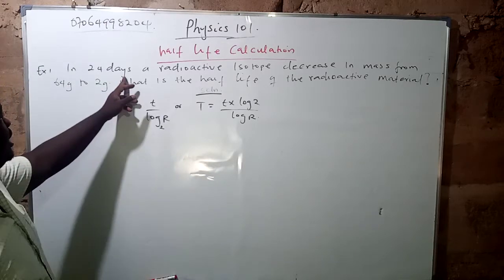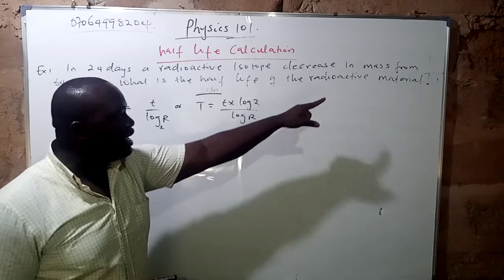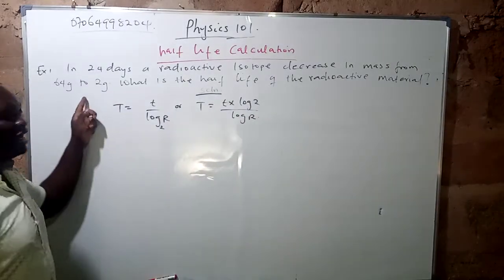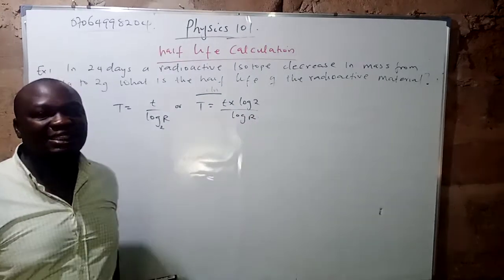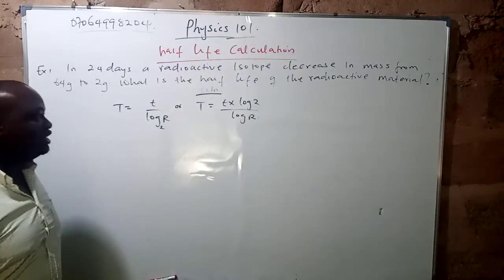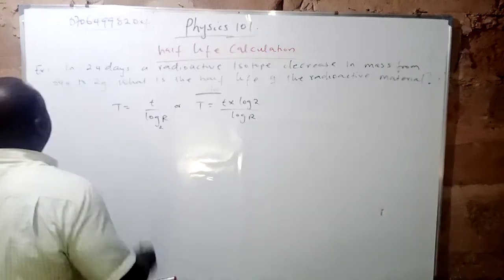At the board, we have example number 1. In 24 days, a radioactive isotope decreases in mass from 64 gram to 2 gram. What is the half-life of the radioactive material? From part 1 of the video, this is part 2.